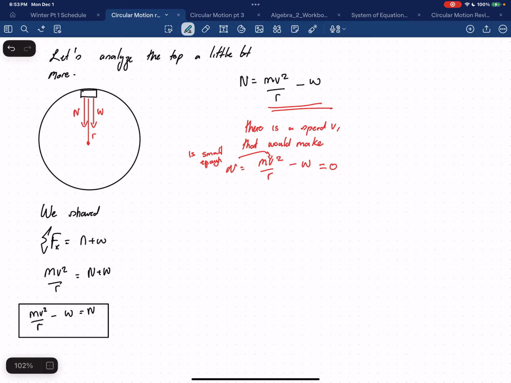But now what happens at N equals 0? What happens at N equals 0?